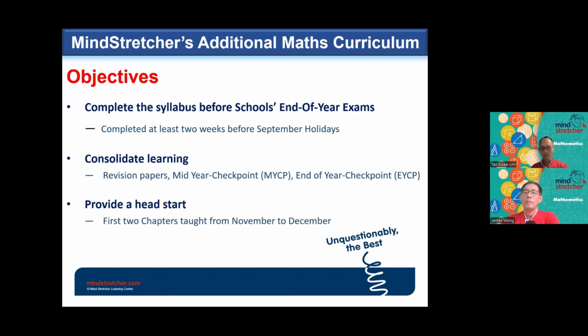And then of course, for those that are taking their O levels, it will be before their prelims, to complete the syllabus so that they are prepared for their prelims as well. This is to consolidate their learning. For example, after every 2-3 topics, they will have a revision paper to consolidate their learning.